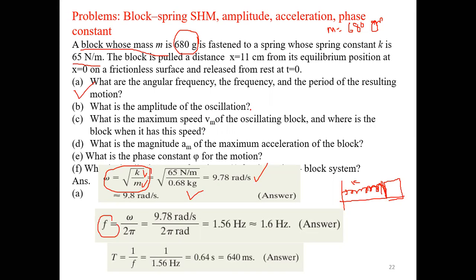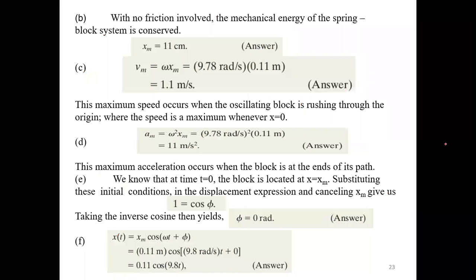What is the amplitude of the oscillation? I already said the amplitude is called the maximum displacement. So the maximum displacement will be 11 centimeter. If it is frictionless, then it will still go to 11 centimeter on this side. So the maximum amplitude is 11 centimeter.